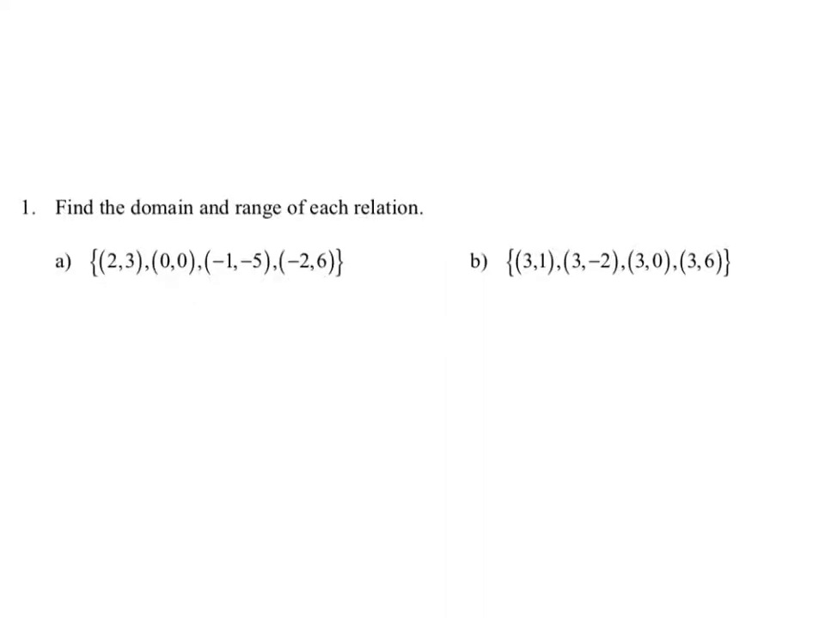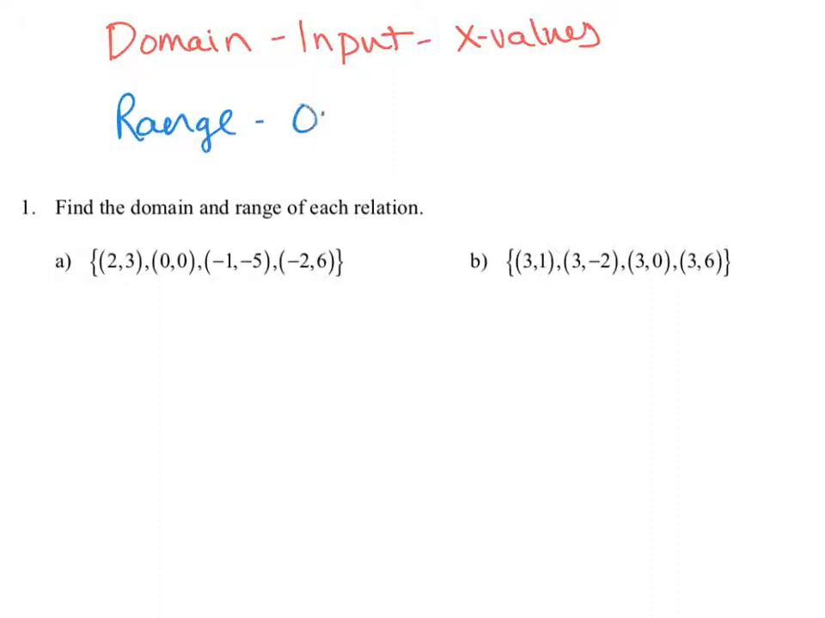Find the domain and range of each relation. Let's review. Domains correspond to all of the input values, which are the x values of the coordinates, where the range corresponds to all of the output values, which are the y values.